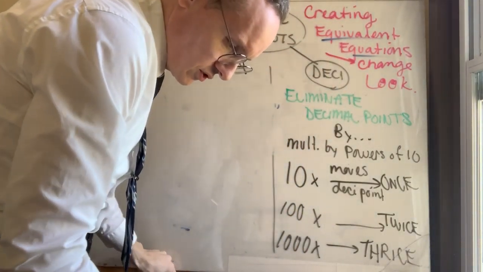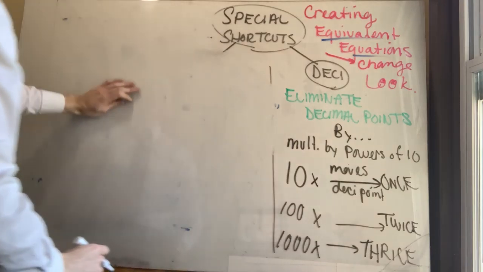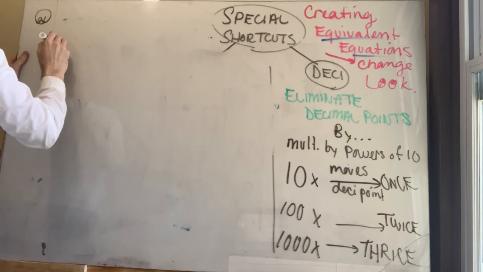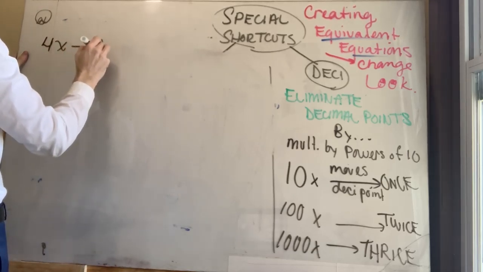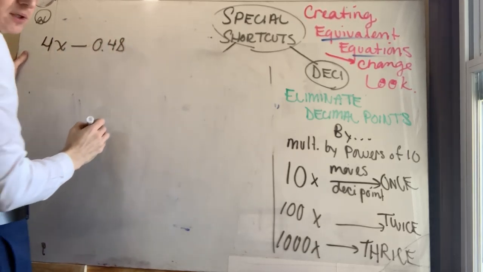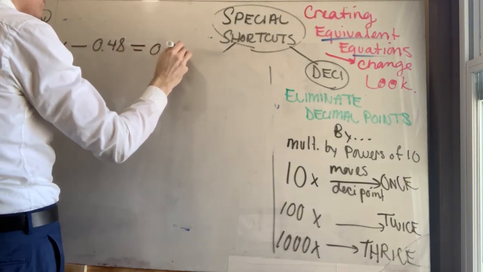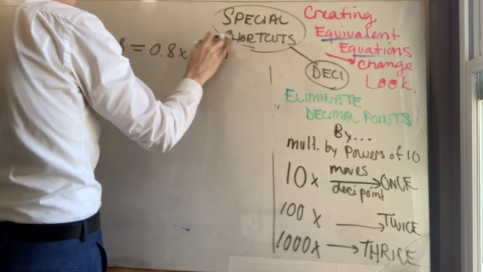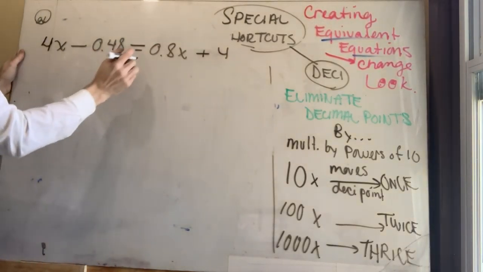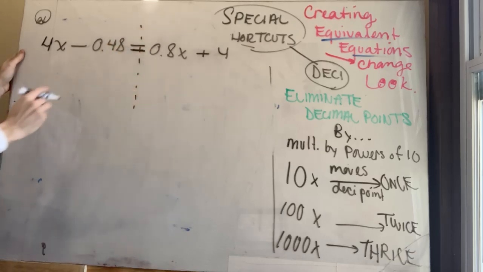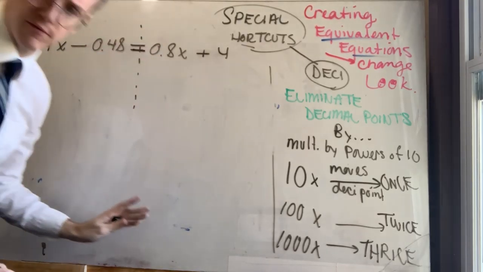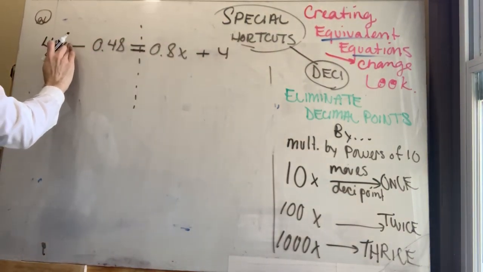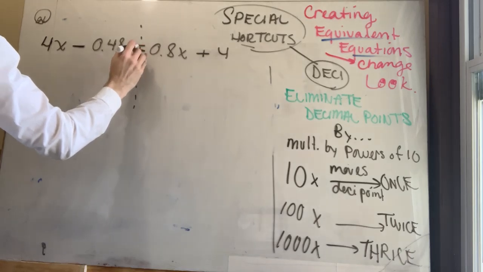Here's an example. If you had a problem like this, 4x minus 0.48 is equal to 0.8x plus 4. Again, you don't have to do it this way. You can do this problem brute force and you will get the same answer. By brute force, I mean just moving stuff around via opposite operations. It would totally work. It's an example that may make your life a little bit easier.